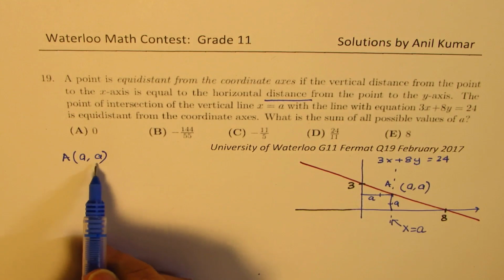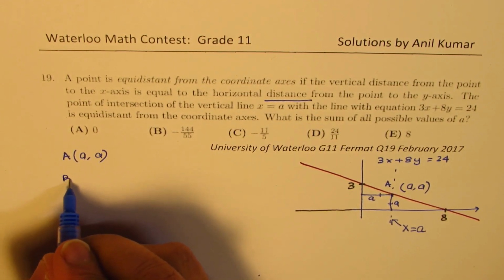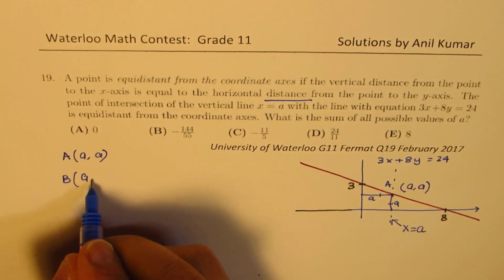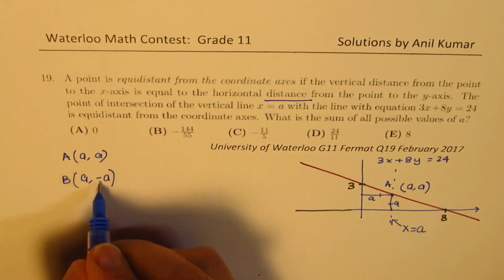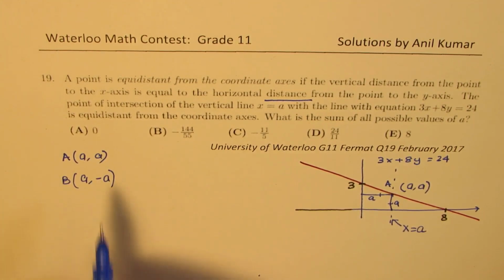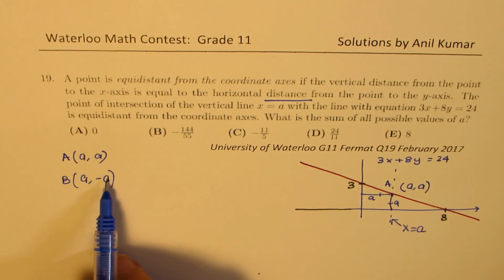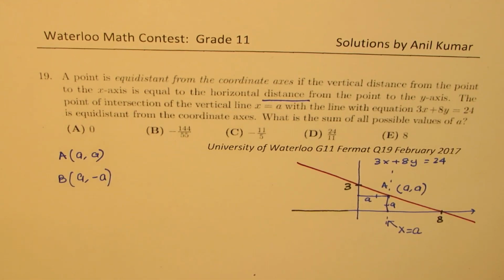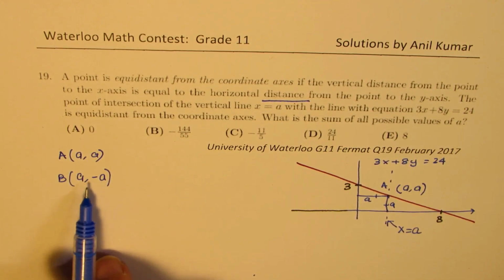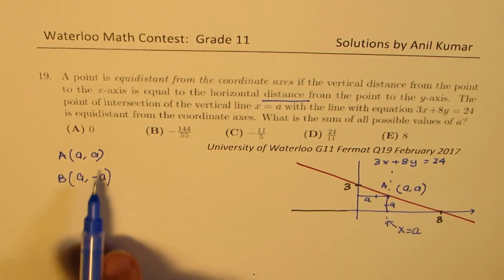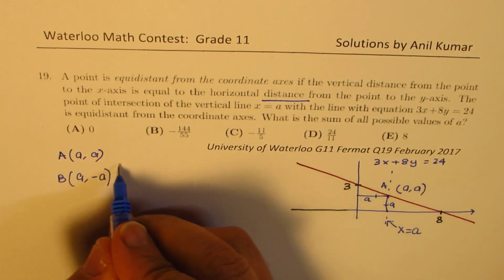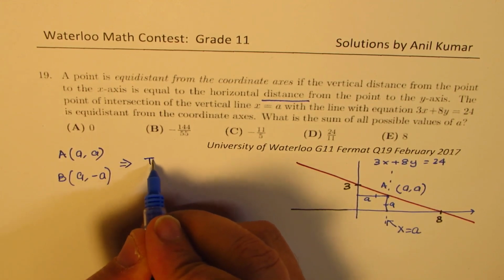Now, what is important to understand is that there should be another point B where the coordinates are (a, negative a). So in both these points, the magnitude of the y value, the distance from the x-axis, and the distance from the y-axis, both are a, right? Perfect. So we have some point right there, which is further away, where the y values will match with the x values. So there are basically two points.